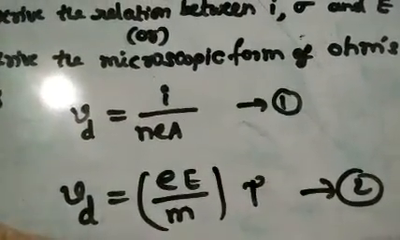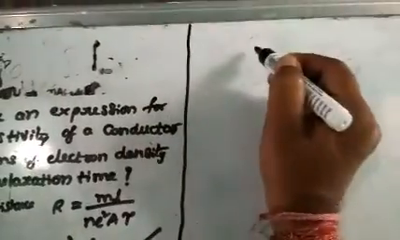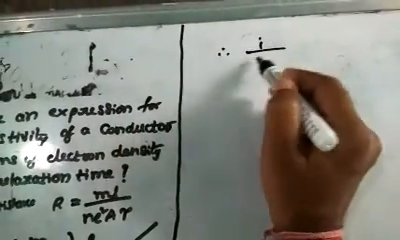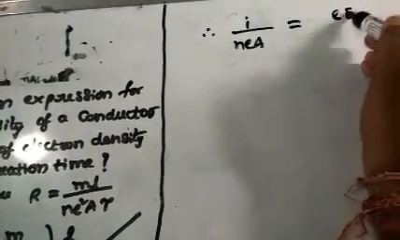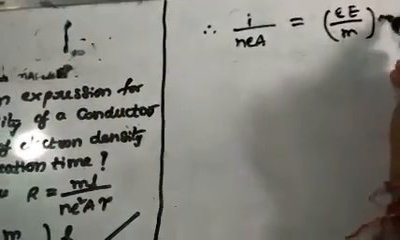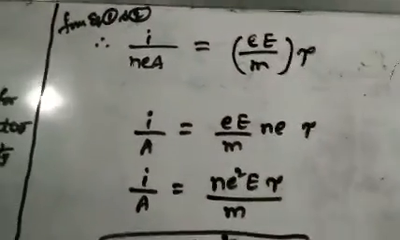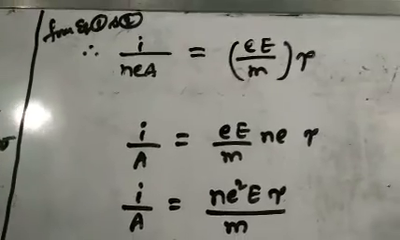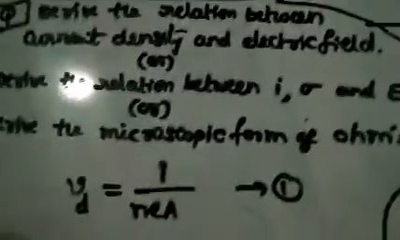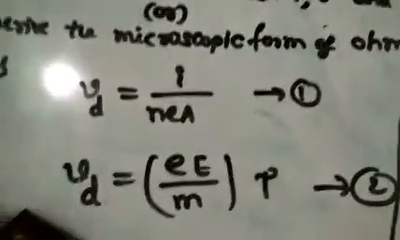Listen carefully how I am doing. I told you, equations 1 and 2, equate those two. Therefore I by nEA is equal to eE by m tau. So equating equations 1 and 2, Vd is equal on the left hand side and right hand side.